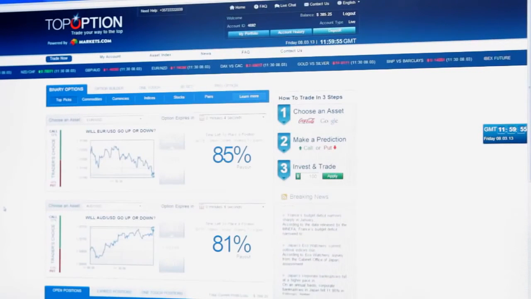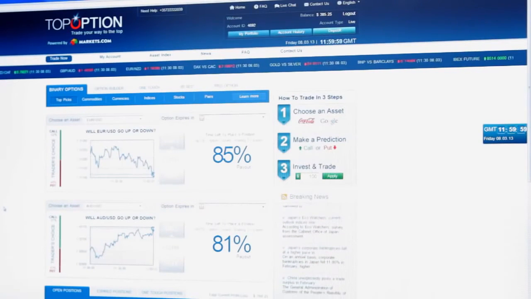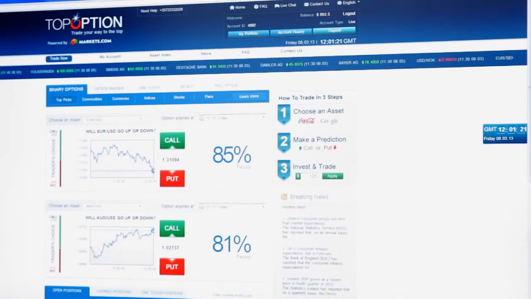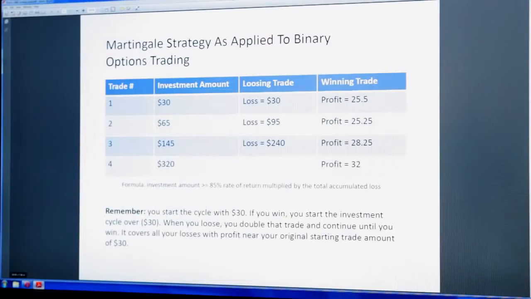So 4 seconds to go, and the option is now expired. All right, so that's it. We walked through. So let's go back to our list here. We opened a trade for 30, we lost. We opened a second trade for 65, and we lost. But we opened our third trade at 145, and we won. We didn't have to go to the fourth step, which is great.